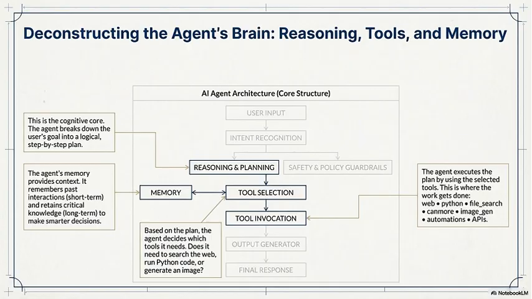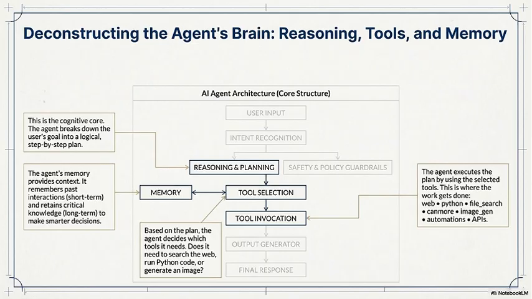The diagram lists a whole bunch of them. It does, and the list itself tells a story about what a modern agent is capable of. You have the obvious ones. Web access, of course. Python for any kind of complex calculation or data analysis. And file search for looking through internal documents. But there are some more specialized ones here.